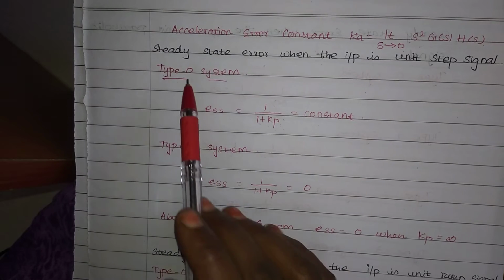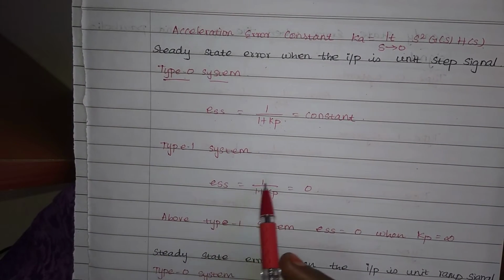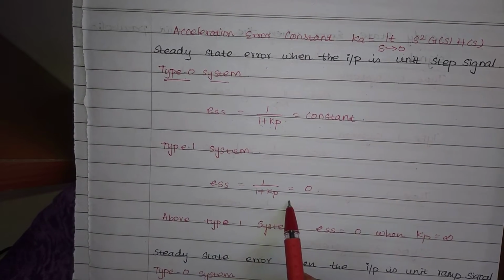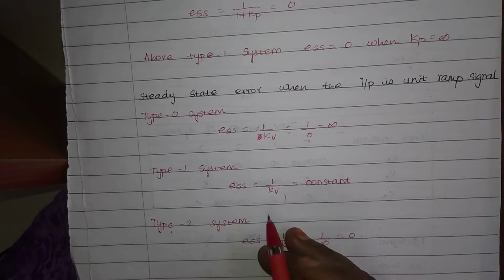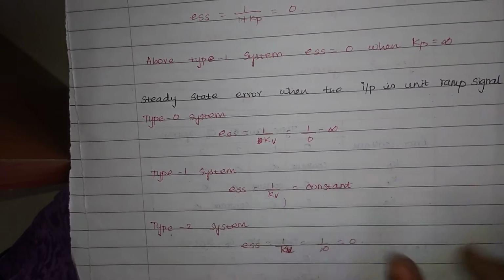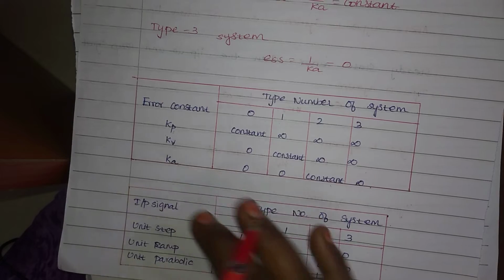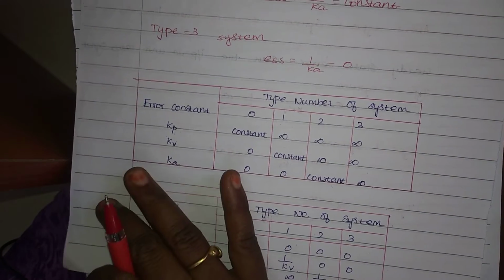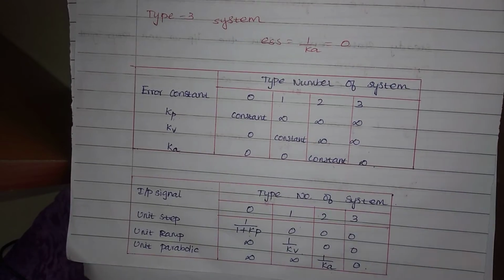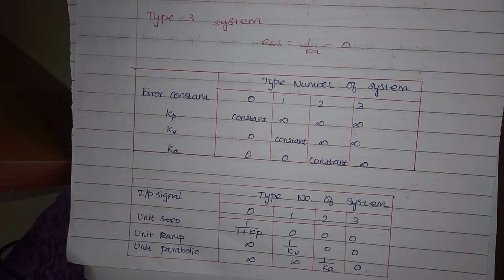So for a type 0 system, ESS equals 1 divided by 1 plus Kp, that is the constant value. For a type 1 system, ESS equals 1 divided by Kv. For a type 2 system, ESS equals 1 divided by Ka. So this is the introduction. If we remember this table, we can easily solve the questions.